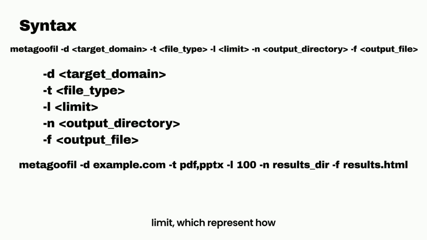-l is for limit, which represents how many files we need to find. -n is for the directory to save files. -f is for saving findings to a file, which could be an HTML file or text file.